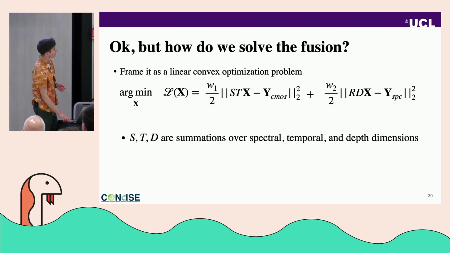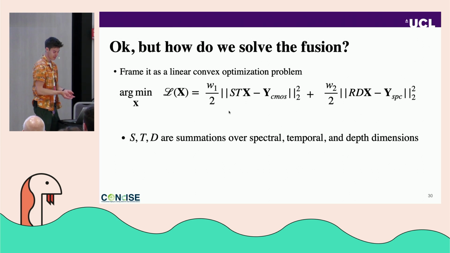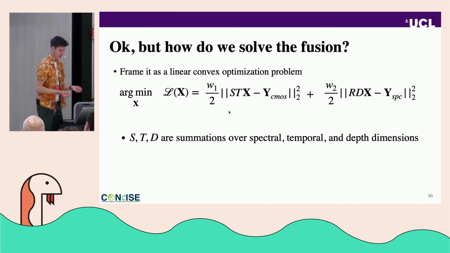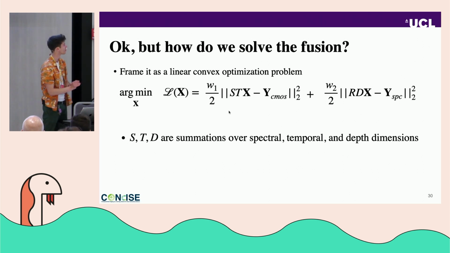And then you will think, like, how do you do this? Why would you even think of this? Well, it works. S, T, and D, in this case, are summations over spectral, temporal, and depth dimensions. And this is exactly why it works, because you can compare X to Y if you perform some transformation, if you project X into the same space of Y. So these operators allow you to do that.